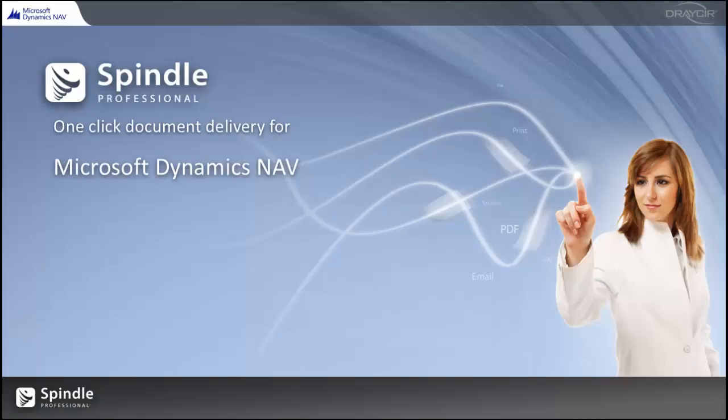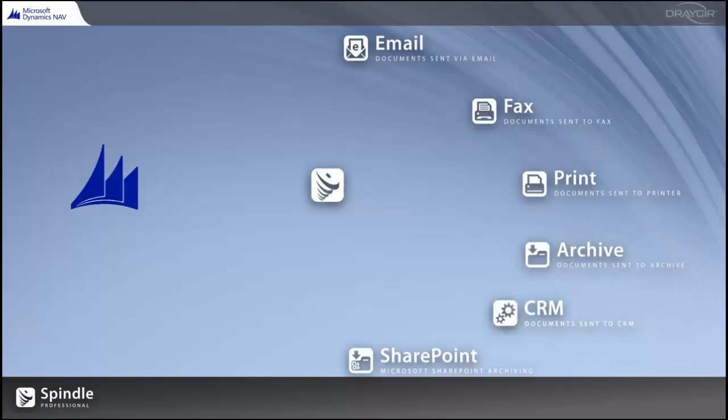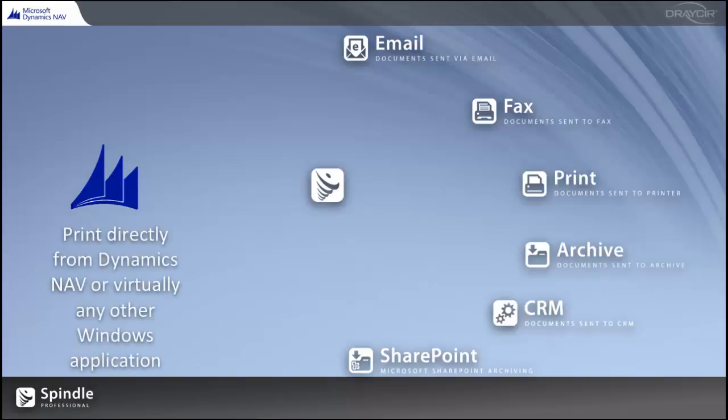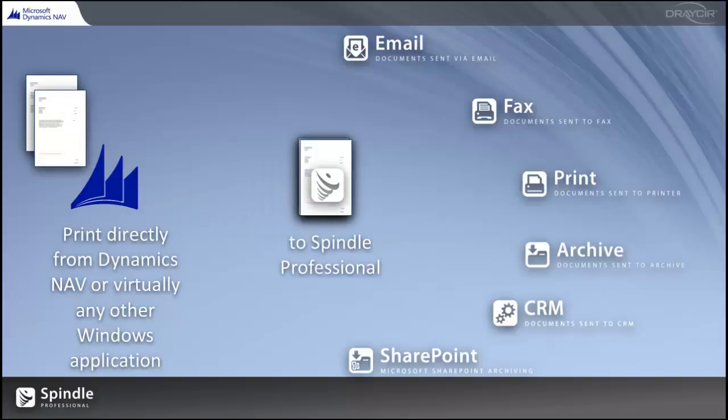First of all, I'll give you a brief overview of how Spindle Professional works. Spindle Professional is a document distribution solution which intelligently takes a single or a batch of documents and then, based on your Spindle configuration, decides what the document should look like and automatically delivers it via email, fax or print. And all of this can be done with a simple click of a mouse button.